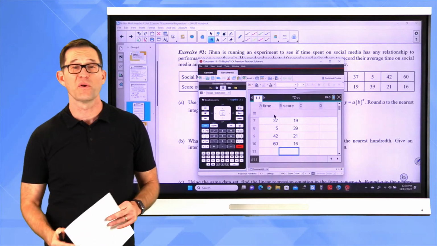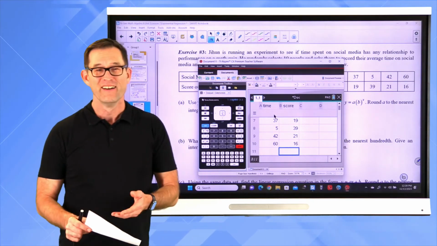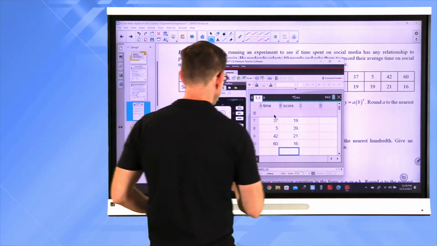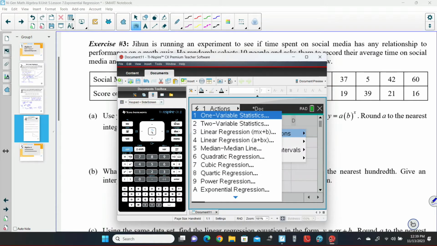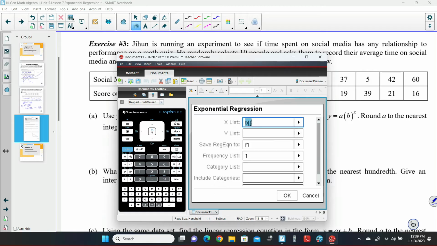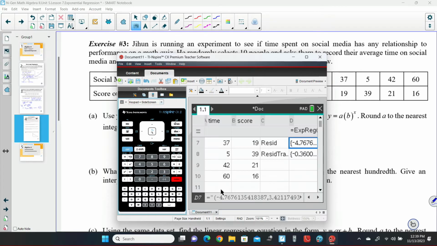We'll find out really quick if my exponential equation matches what I've got on the sheet, assuming what I've got on the sheet is correct. So I'm going to hit menu. I'm going to go to statistics, statistical calculations. I want exponential regression. In my X list, again, I'm looking for my time. In my Y list, I'm looking for my score. Everything else is fine. I'll just hit enter.